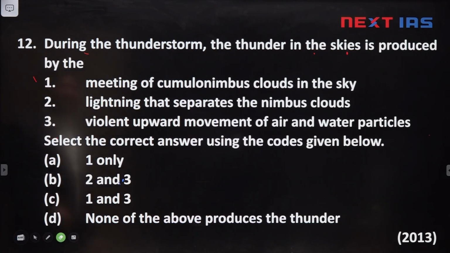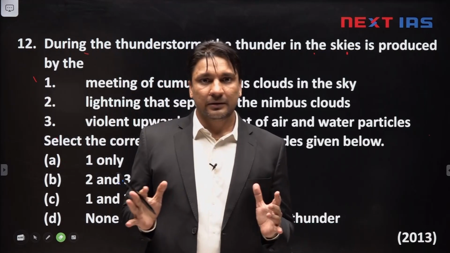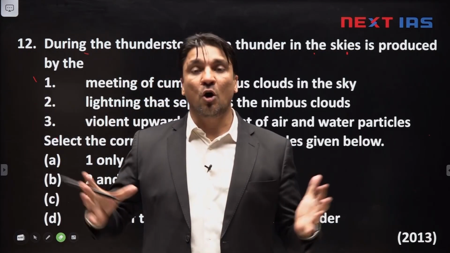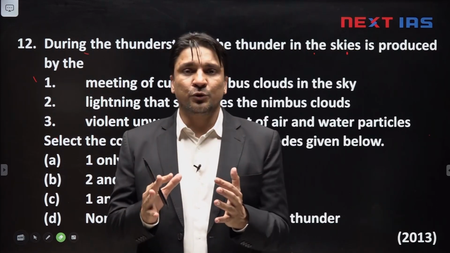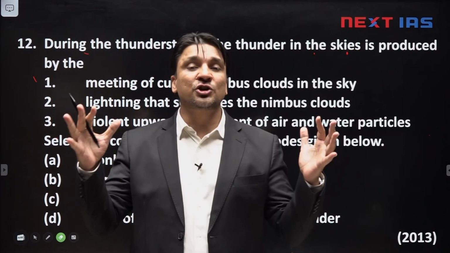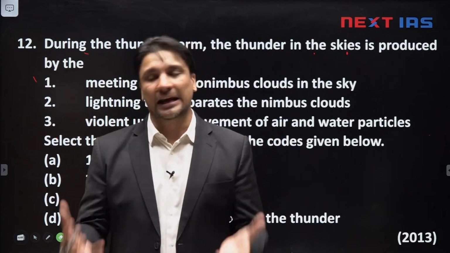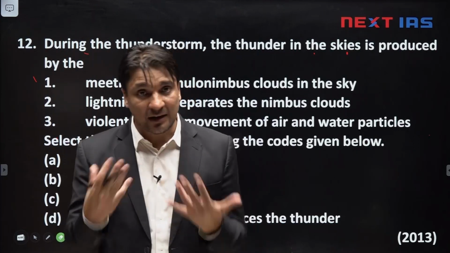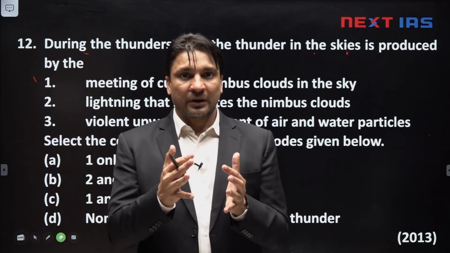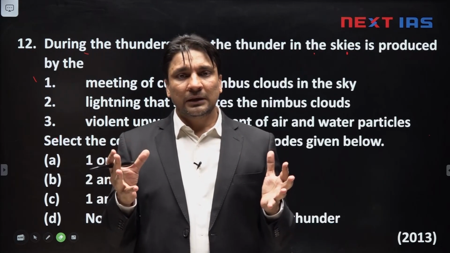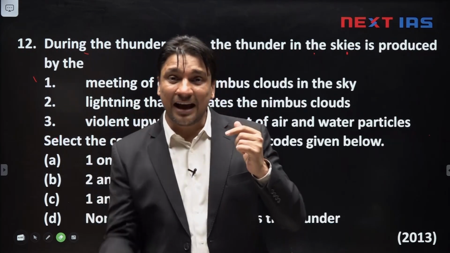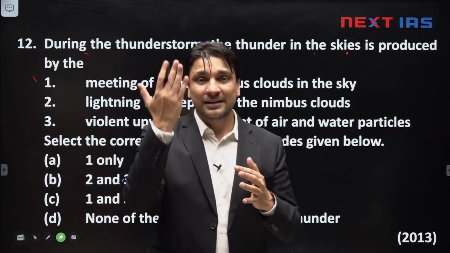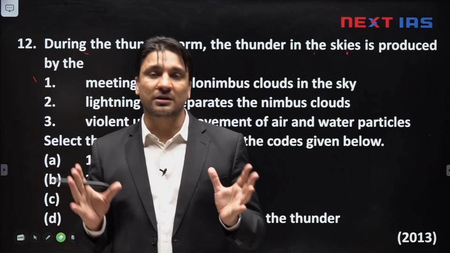The next question is, during the thunderstorm, the thunder in the skies is produced by. Thunder, which is associated with thunderstorms, happens due to sudden expansion and contraction of air. What causes sudden expansion and contraction of atmospheric air during thunderstorm? That is lightning. When there is thunderstorm, the air currents are very strong. The air currents are ascending type and very strong type of currents.